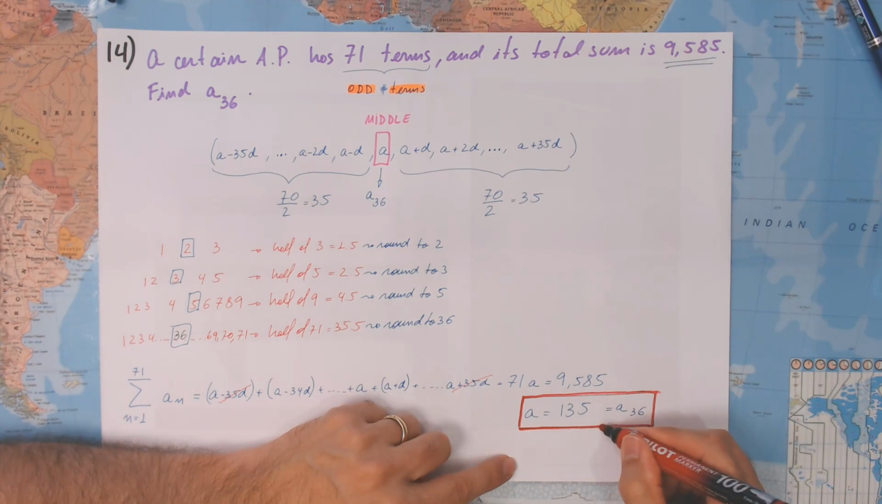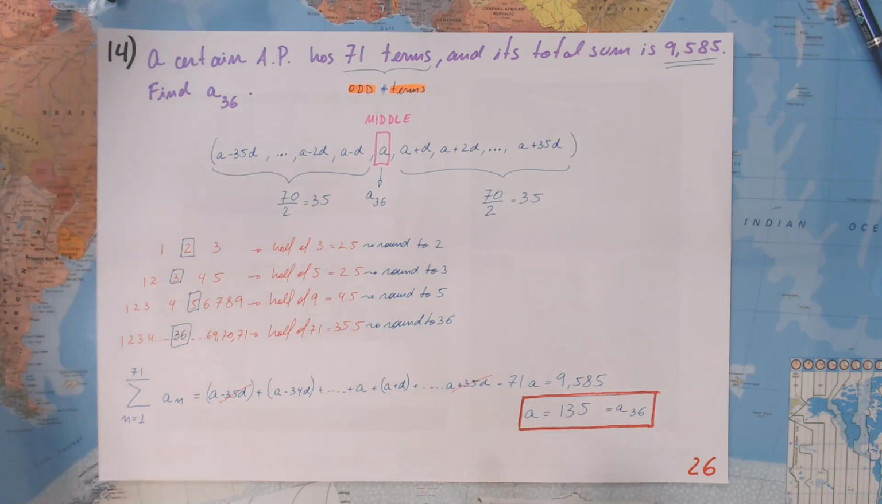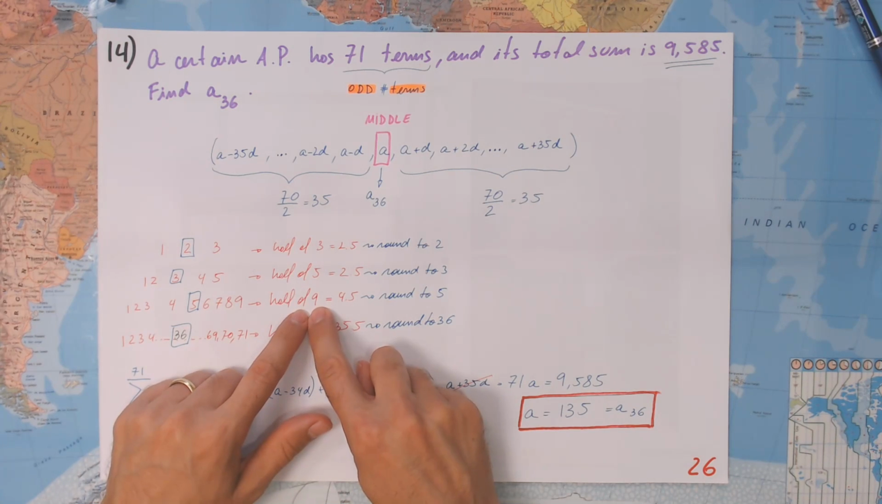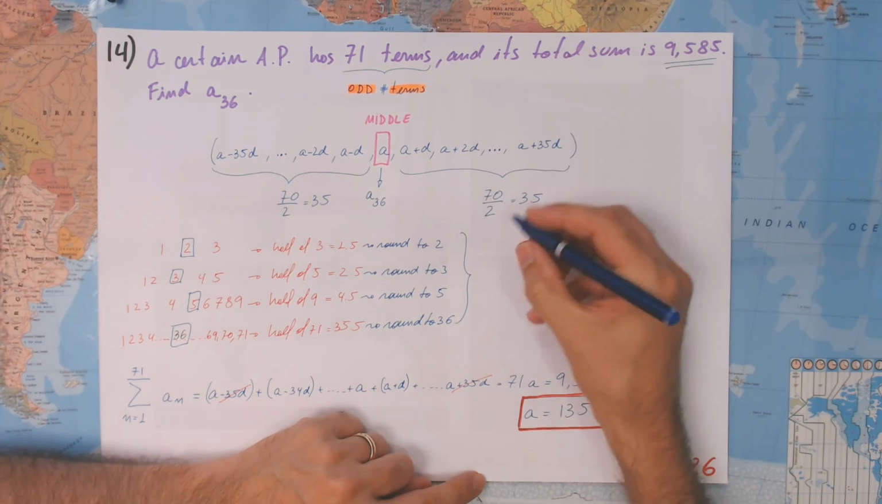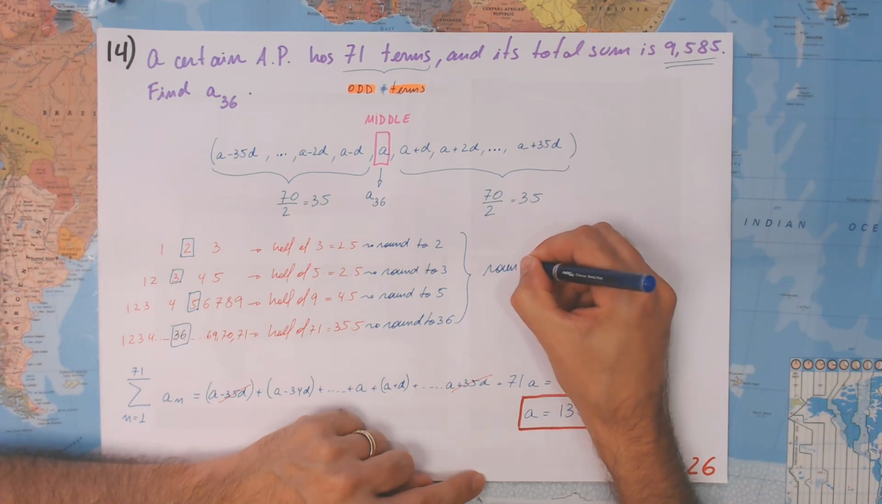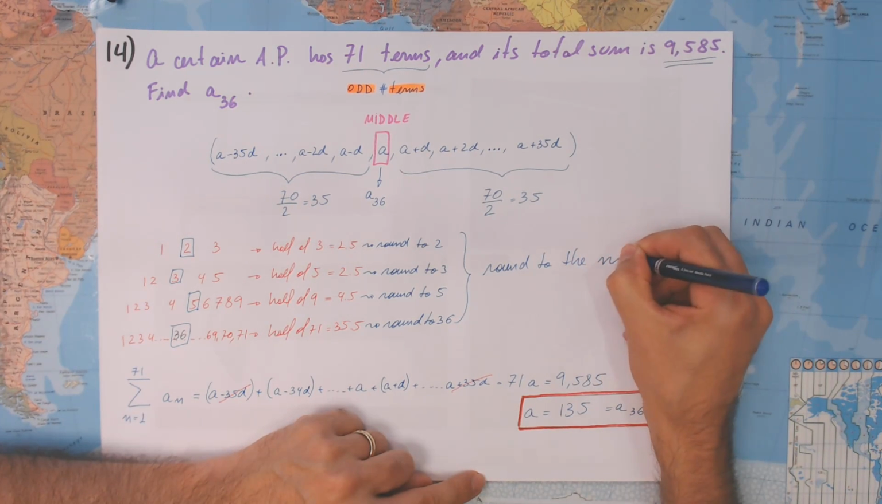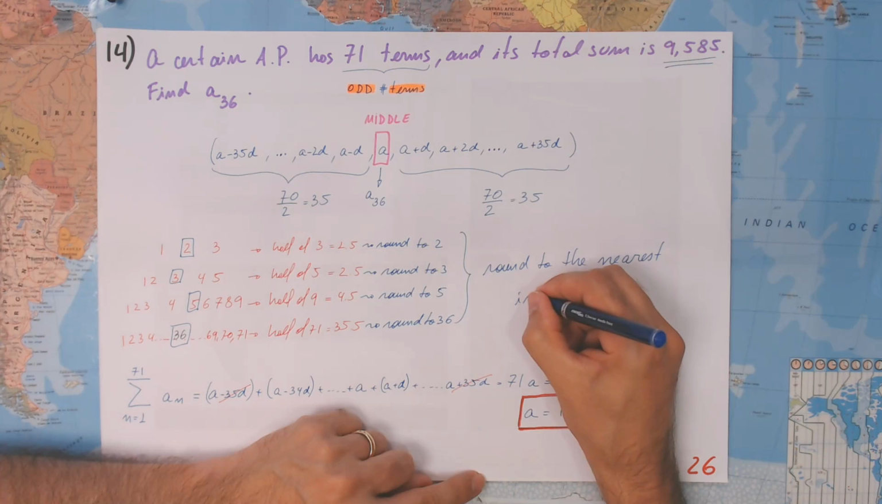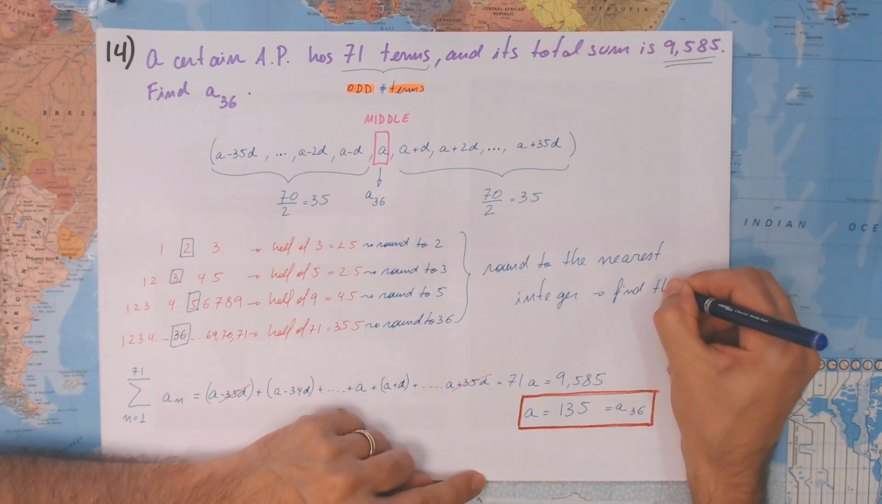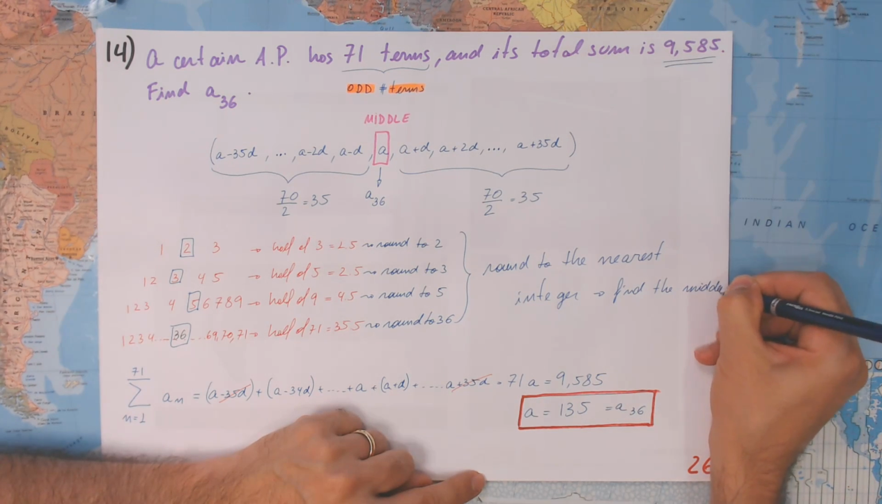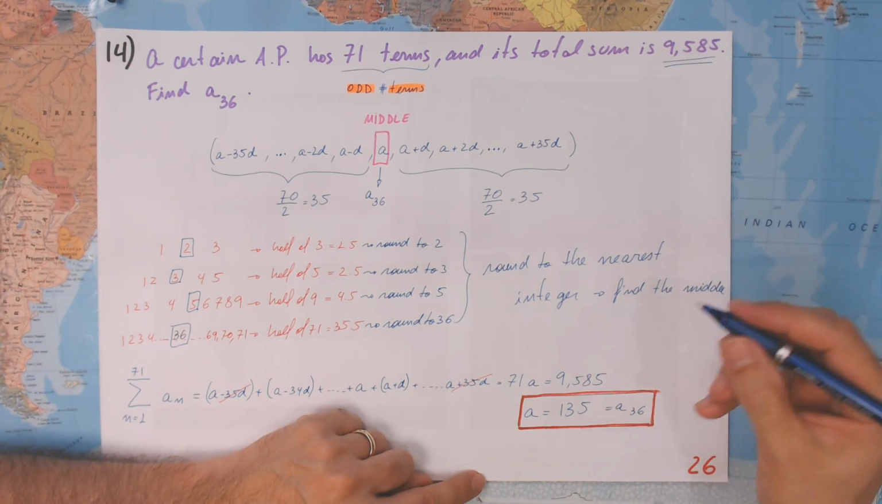What I want you to think about in this exercise is just how to get the middle term and not mess up. Because sometimes we might say, okay, it's 4. No, it's 5. Take that odd number, divide by 2, round to the nearest integer, and you should find the middle term.